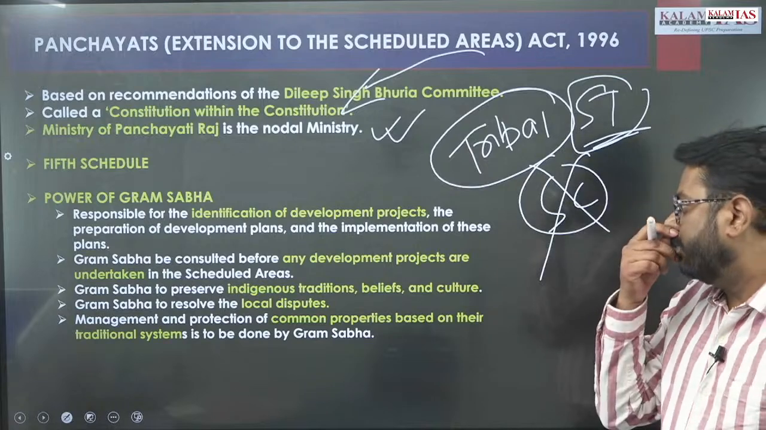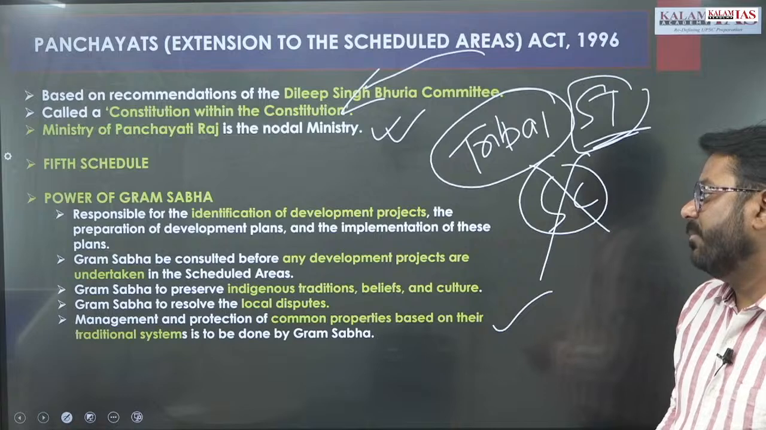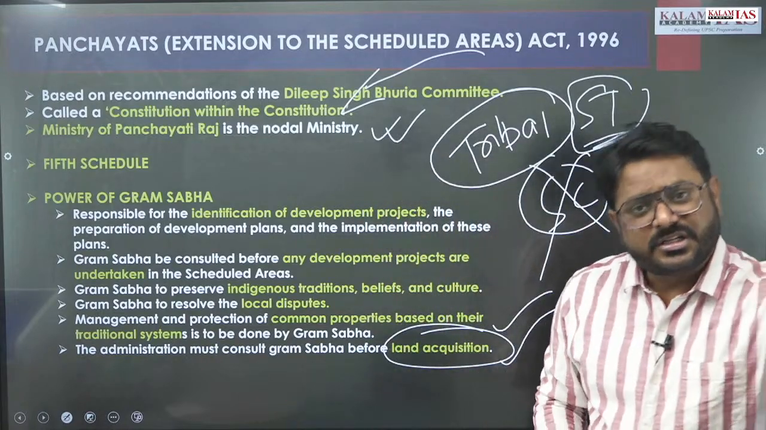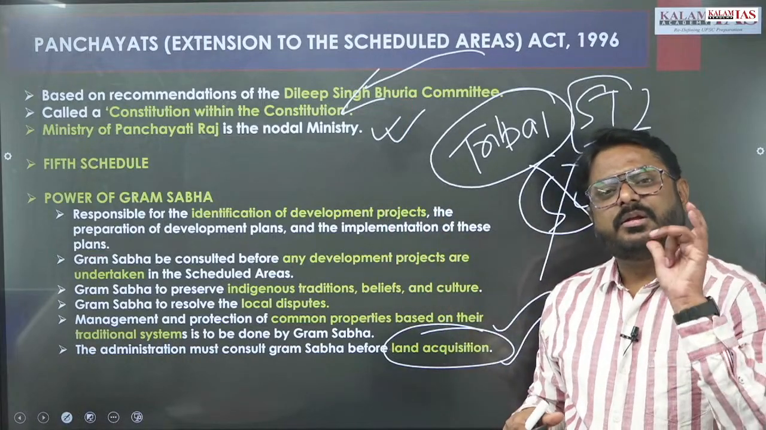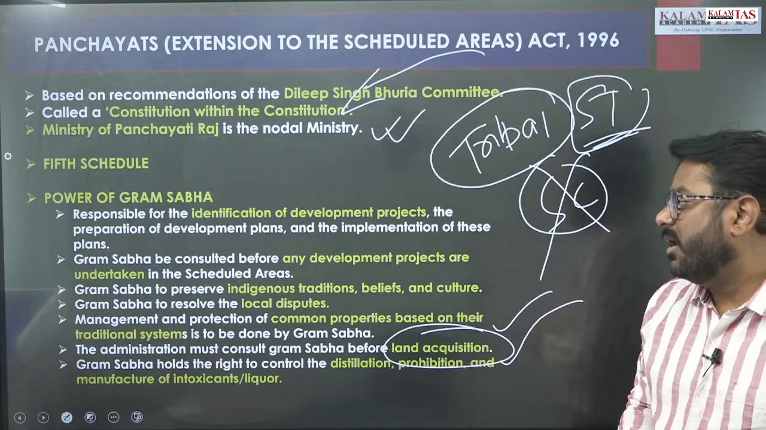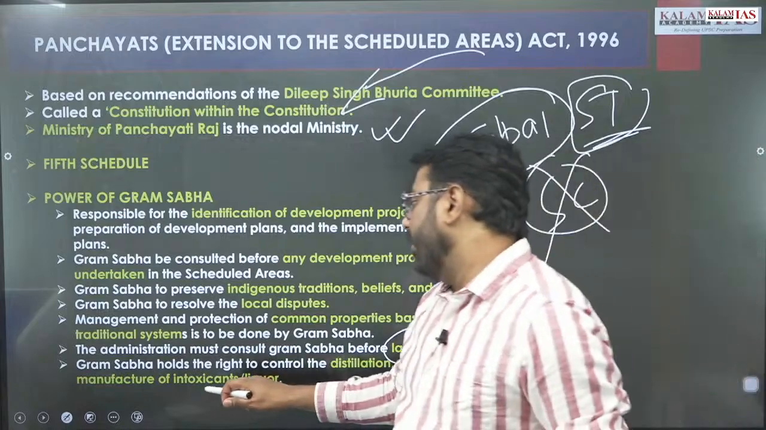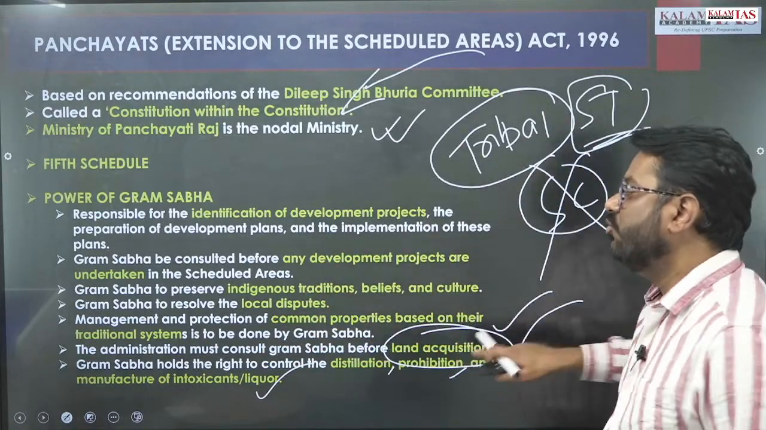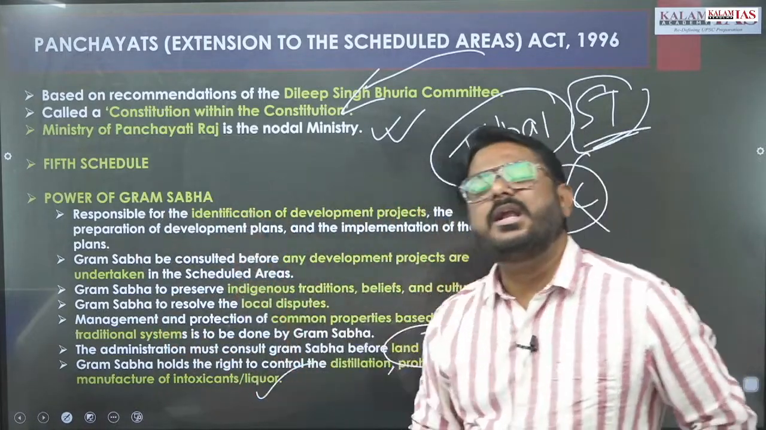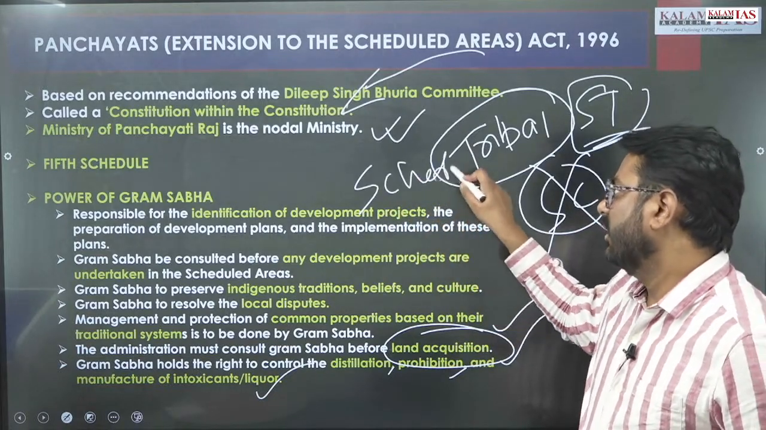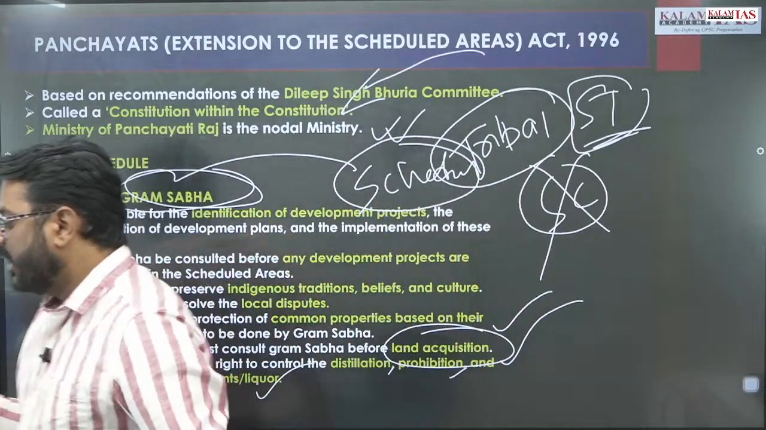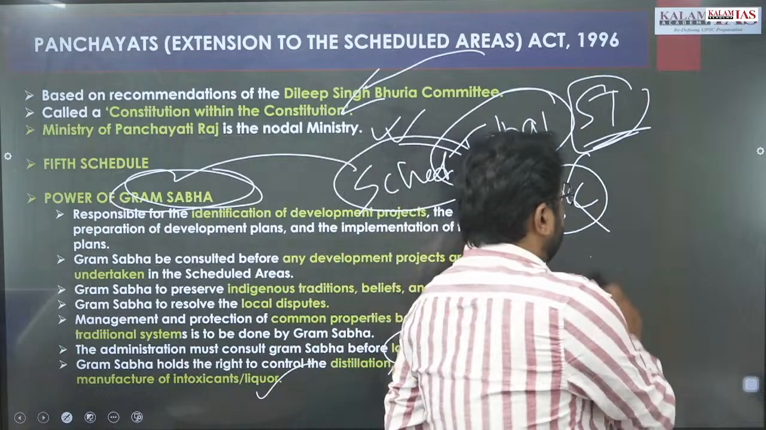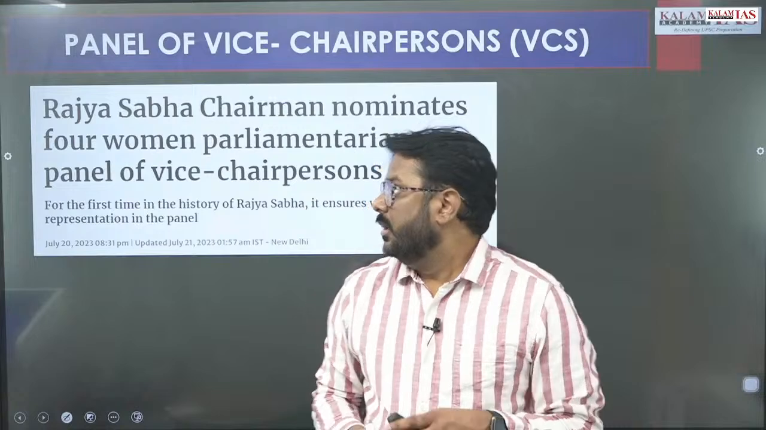Gram Sabha will also look after the management and the protection of the common properties based on their traditional system, and the administration must consult the Gram Sabha for land acquisition. If any kind of land acquisition has to take place within the scheduled area of this PESA, then Gram Sabha will be consulted. Gram Sabha holds the right to control the distillation, prohibition and manufacturing of intoxicants and liquors. So if any such things are to be conducted inside the scheduled area, right, Gram Sabha will be consulted, and their power is immense in this direction, right. This is what ensures local governance, right.